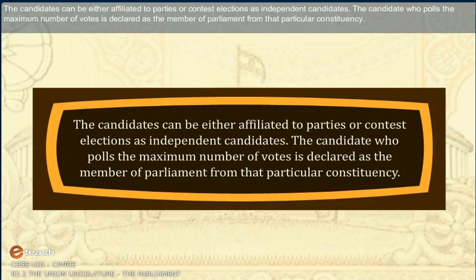Candidates can be either affiliated to parties or contest elections as independent candidates. The candidate who polls the maximum number of votes is declared as the Member of Parliament from that particular constituency.